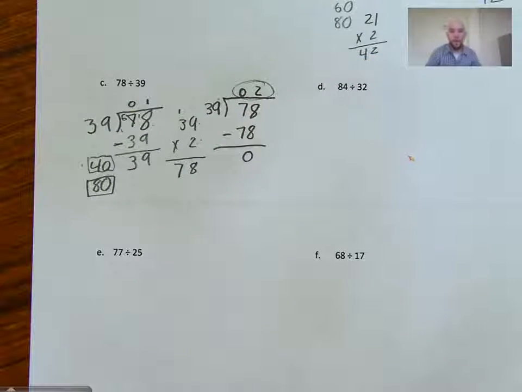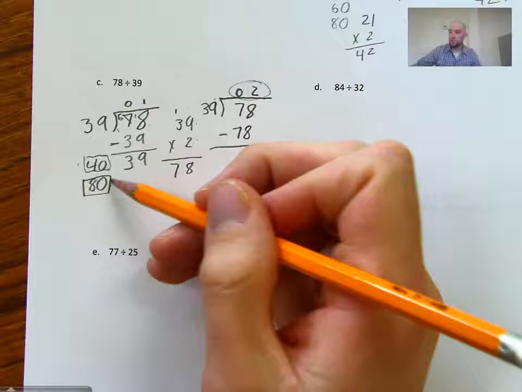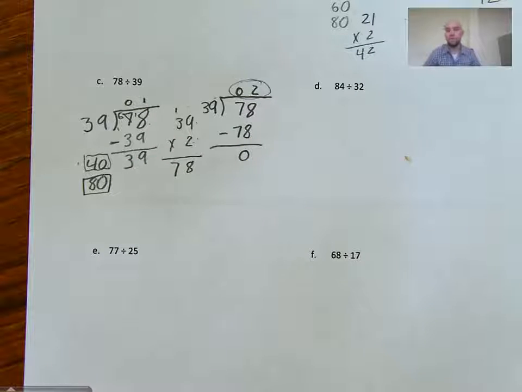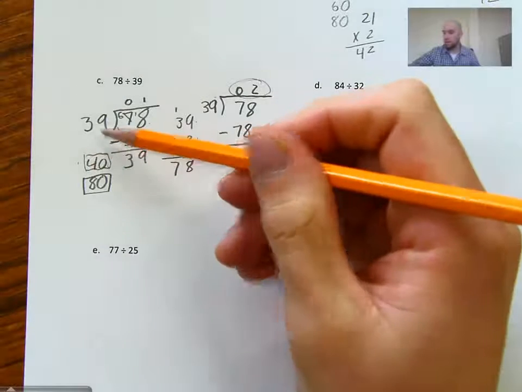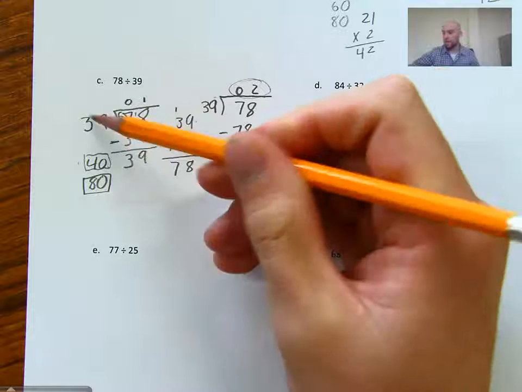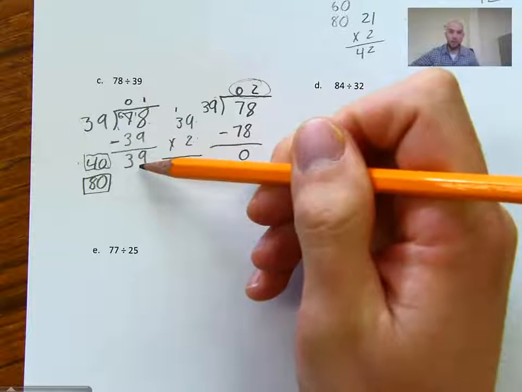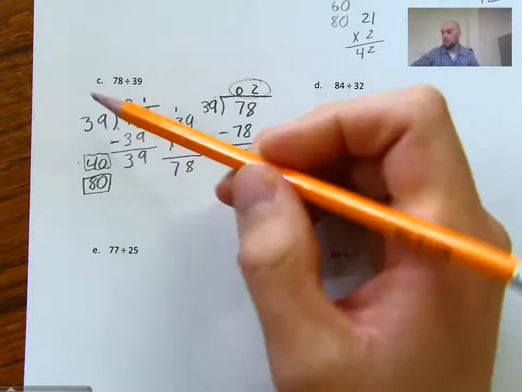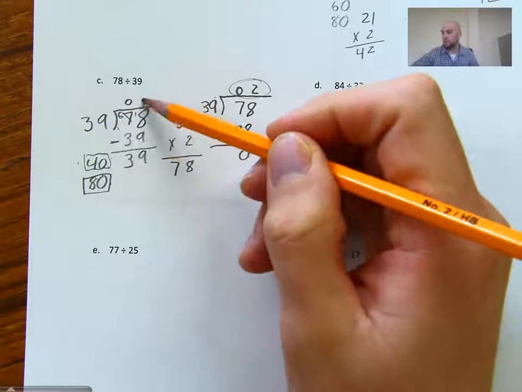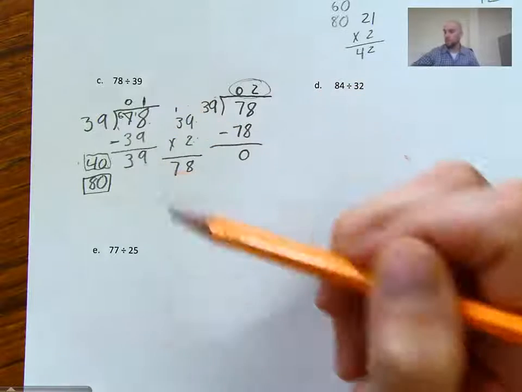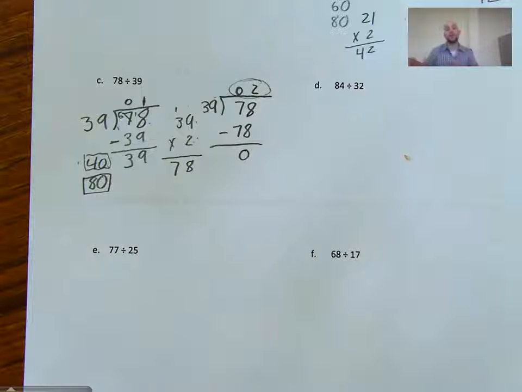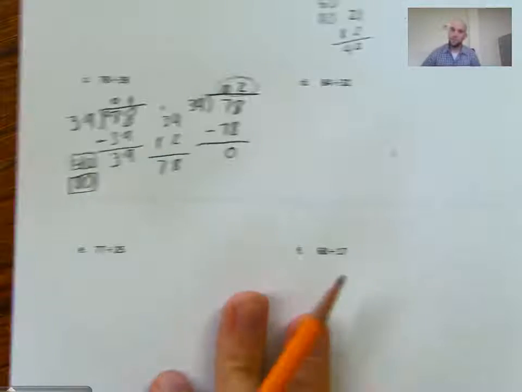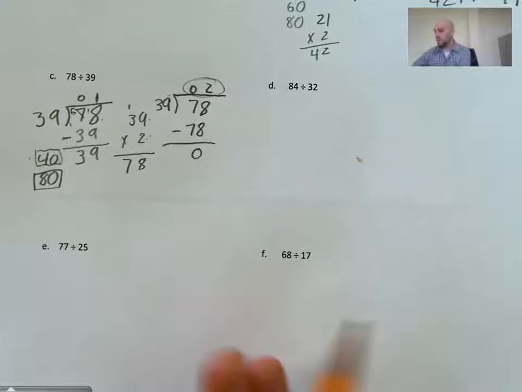So sometimes when we round, we might need to try more than one number in there to find what our quotient is. But if we end up with a number that our divisor can go into when we subtract, then we know we need to try again. That's not going to be the correct quotient, because it can still go in another time. So let's move on to letter D here.